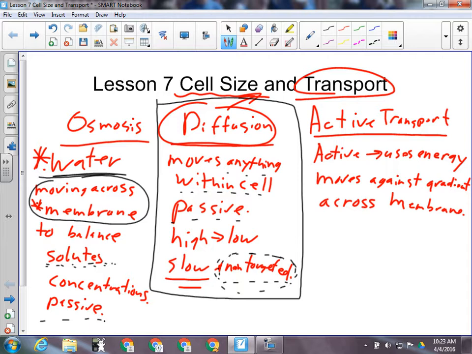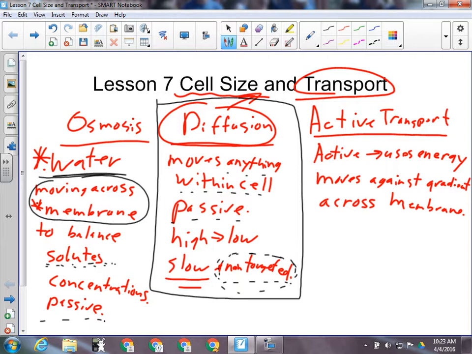Right, it only works well across short distances, like the inside of a cell. Cells are small. They're small for a reason. They're small because diffusion doesn't work if they get too big. That's the purpose of today's activity, to illustrate how quickly a cell gets too big for diffusion to be an accurate, reliable, or efficient way to transport things.